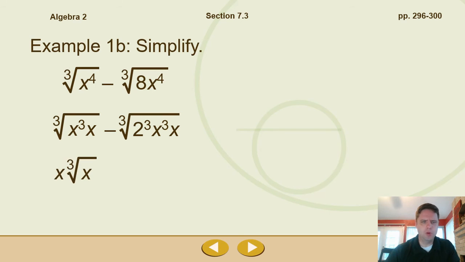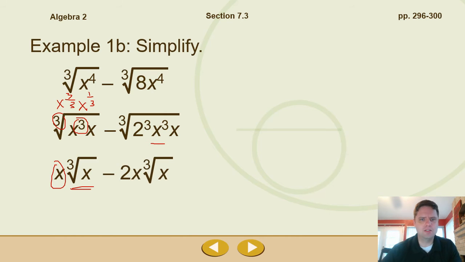Why have we done that? Well, because then the x cubed gets divided by a 3, right? We rewrite that as x to the 3 over 3 and then x to the 1 over 3. So this x to the 3 over 3 is just x to the 1. So it just comes out here in front, and we leave the rest of it underneath the cube root of x there. And then on this guy, again, the cube root of 2 cubed is just 2. And then this guy, taking the cube root of x to the 3rd is just x. So we get from that negative 2x cube roots of x.